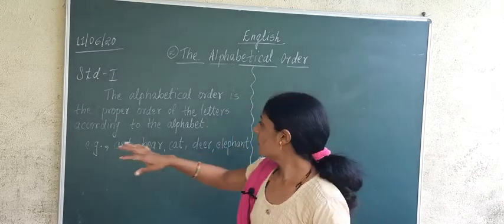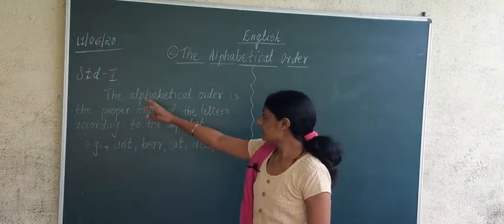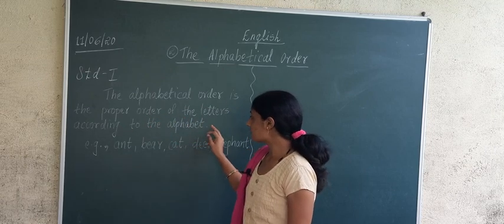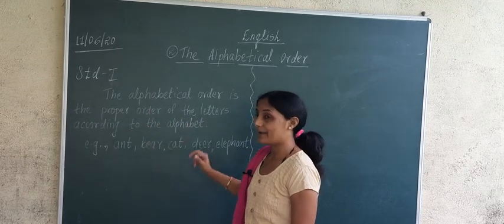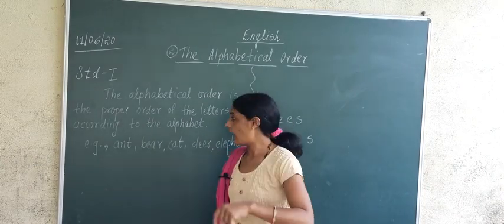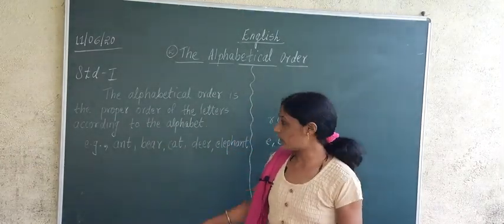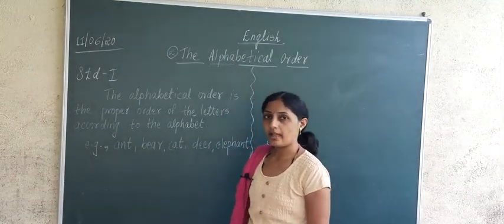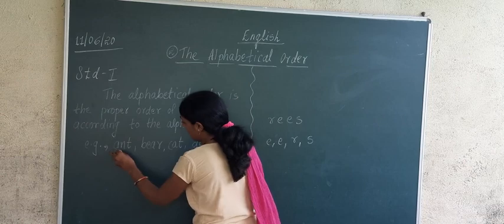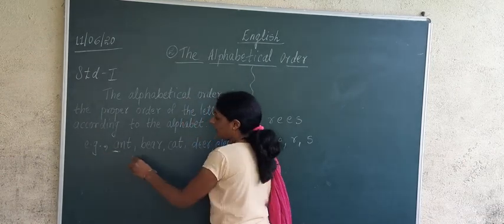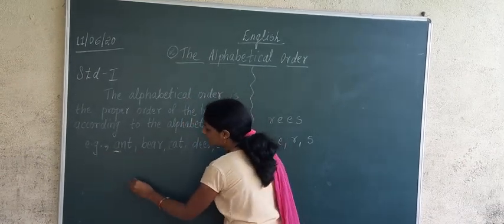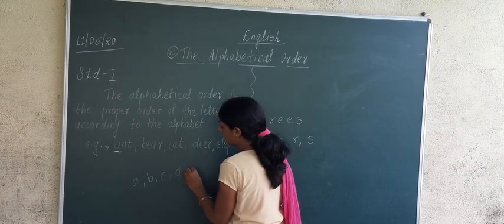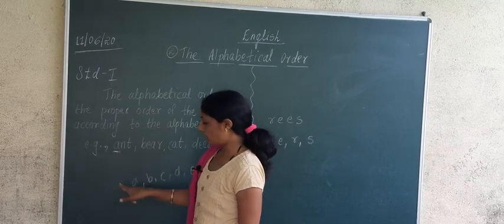Correct? So your definition is given. The alphabetical order is the proper order of the letters according to the alphabet. Letters are in proper order according to the alphabet. Here an example is given, ant. Ant starts with which letter? It starts with the letter A. Now after A, which will come? Here all small letters are there, A, B, C, D, E. Okay, ant starts with A.